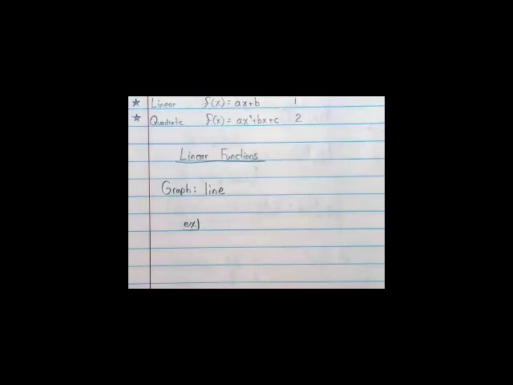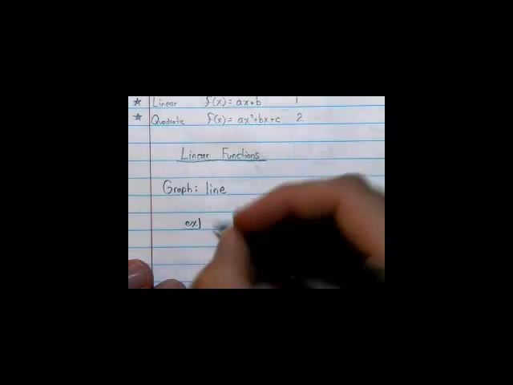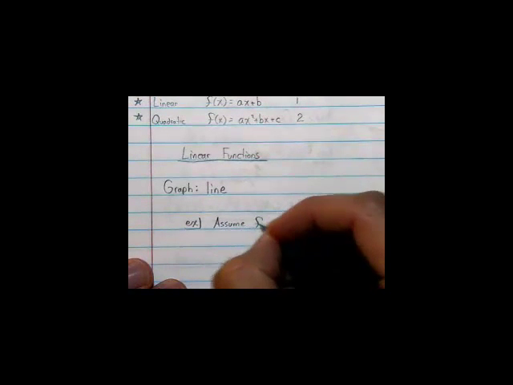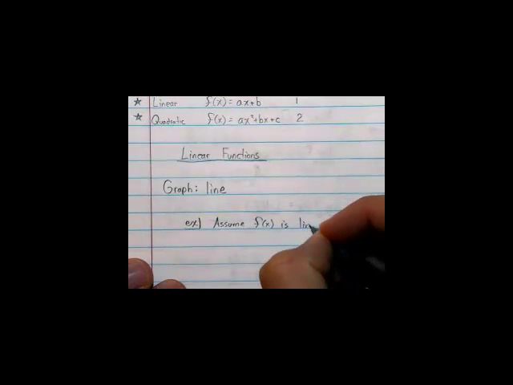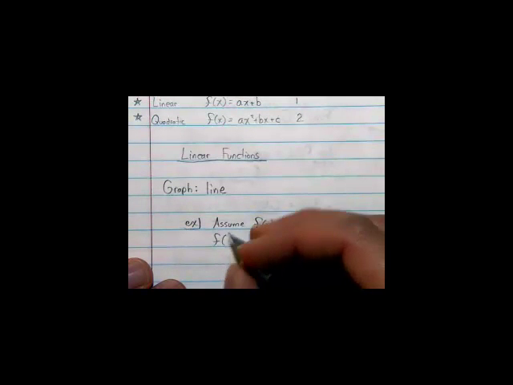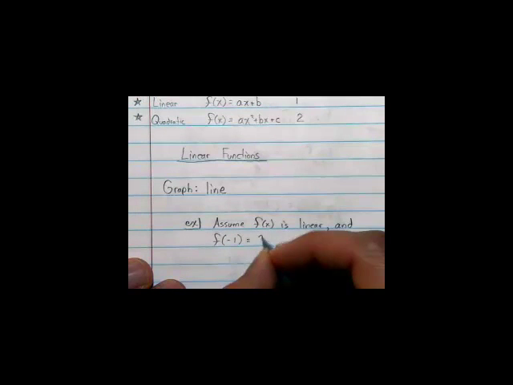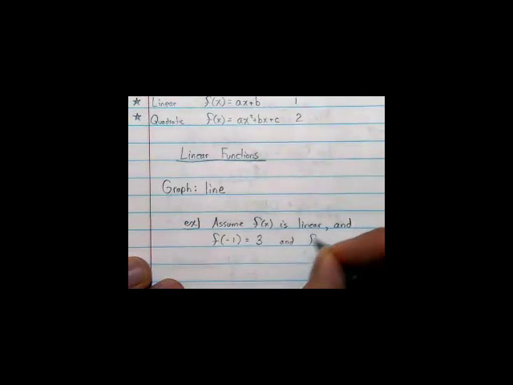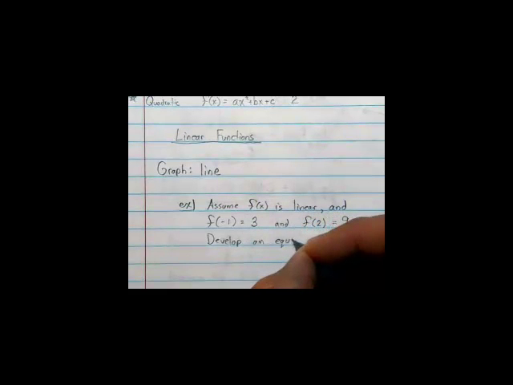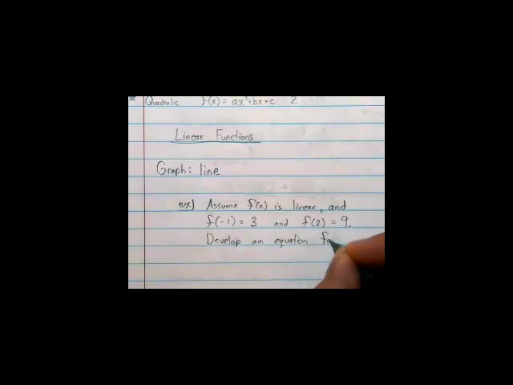There you go. Okay, so we're going to say assume f of x is linear and f of negative 1 equals 3 and f of 2 equals 9. And so we're going to develop an equation for f of x.